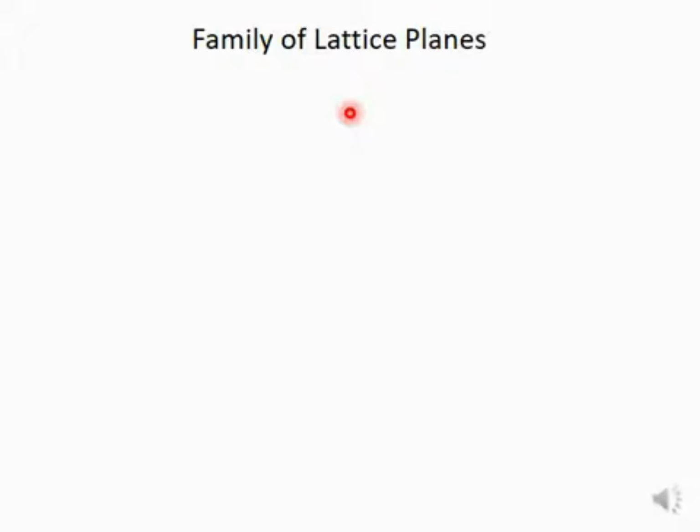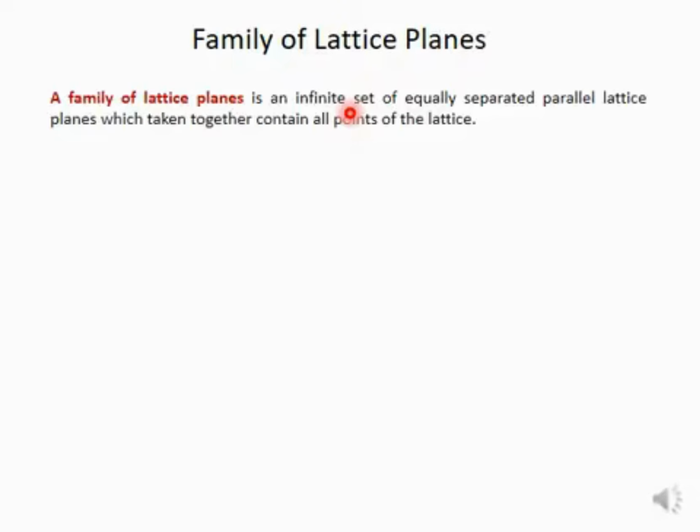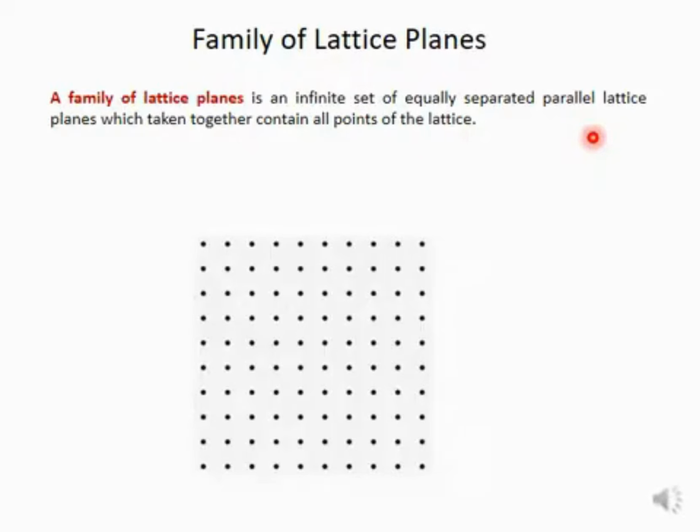Technically speaking, in the context of lattice planes, this is called a family of lattice planes. A family of lattice planes is a set of equally separated parallel lattice planes which taken together contain all points of the lattice. So you can see in the definition that you don't have one plane, but rather a set of many planes, and that set of planes are equidistant from each other. If you combine all of them, they should contain all the lattice points within the lattice.